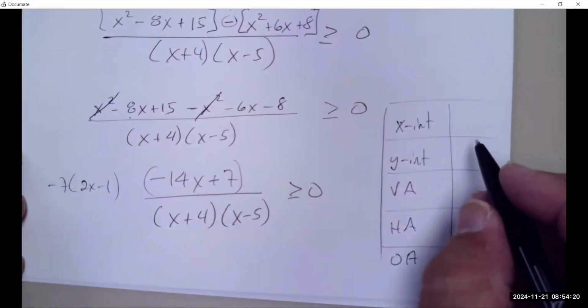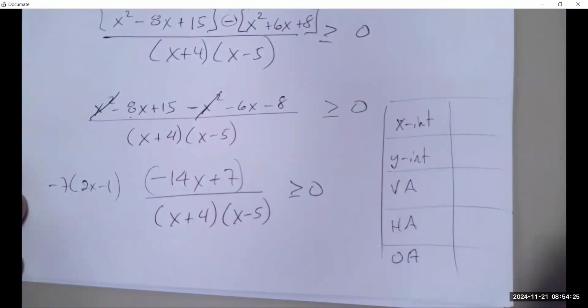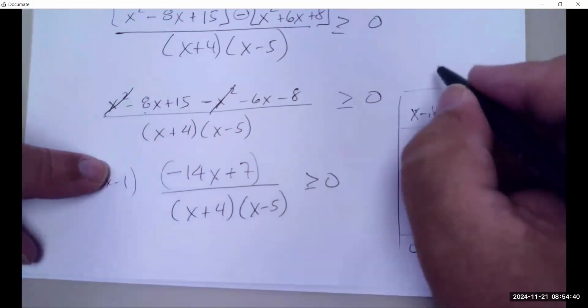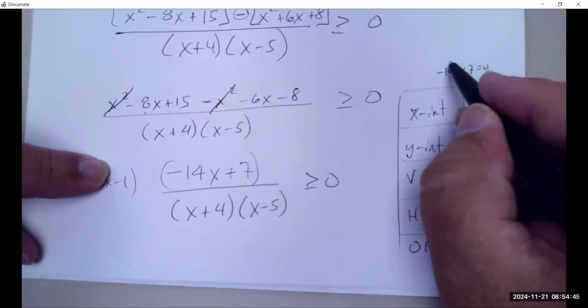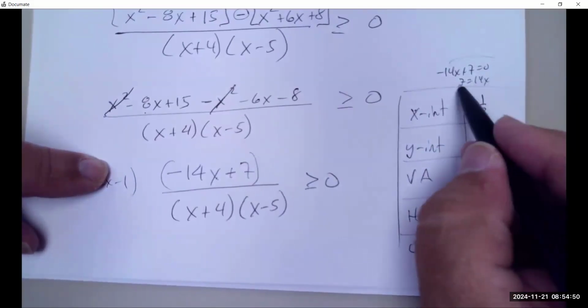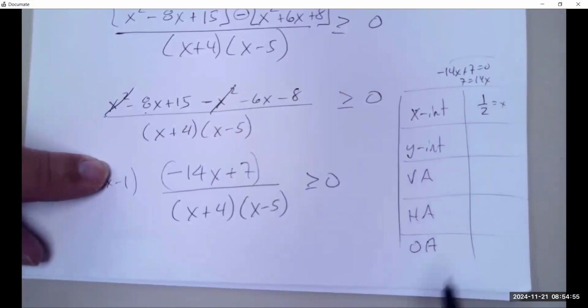What's my x-intercept? How do I find it? The numerator. Yeah, set the numerator equal to 0. So you have negative 14x plus 7 equals 0. Move the 14x over, so 7 equals 14x. Divide by 14, 7 over 14 is 1/2. That's my x-intercept.